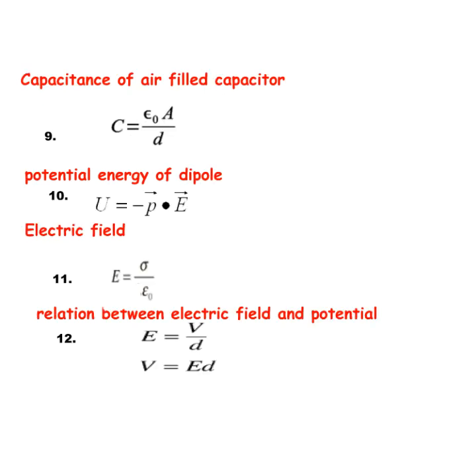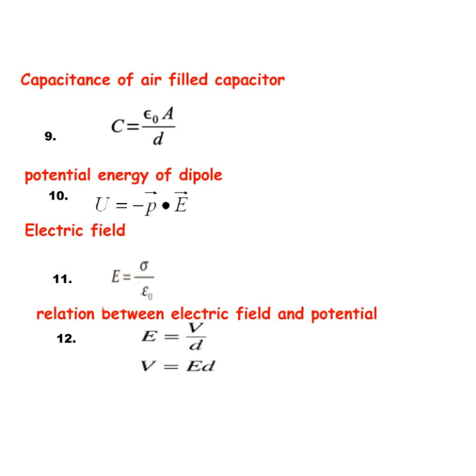Next, the capacitance of an air-filled capacitor. In capacitors, the region between the two plates is filled with a dielectric like mica or oil. The capacitance is directly proportional to the area A of the plates and inversely proportional to their distance of separation d. So what is the capacitance formula? C is equal to epsilon naught A divided by d.